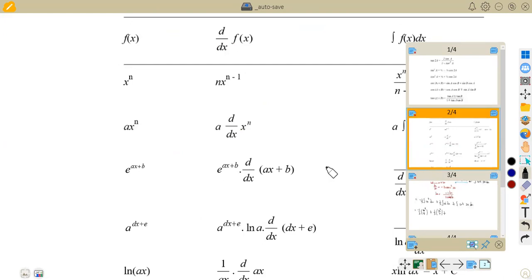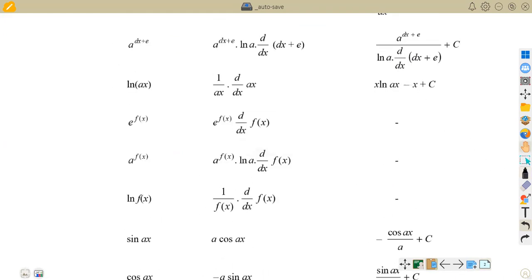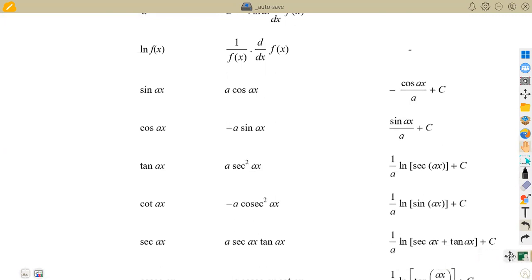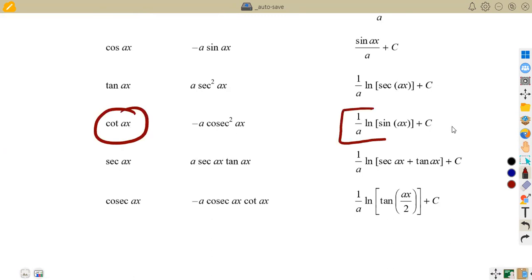So from your formula sheet here, let's check if we have a cot down there. There must be a cot here on the integrals. All right, there we have a cot. So this is the integral of a cot. The integral of cot ax is 1 over a ln sine ax plus c.